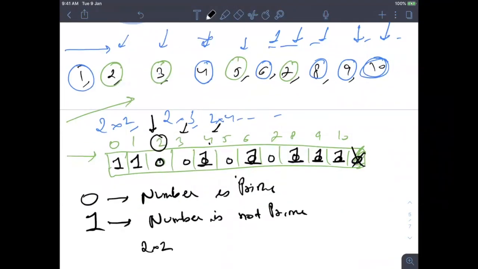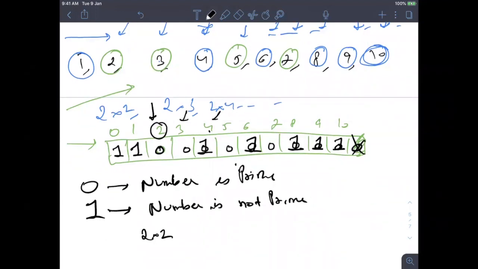Similarly, I see here 4 is already 1, which is not a prime number, so I'll just leave it. Then I go to 5. I see here 5 is a prime number because it has 0 as its value. So I'll just mark its multiples as 1, and so on.